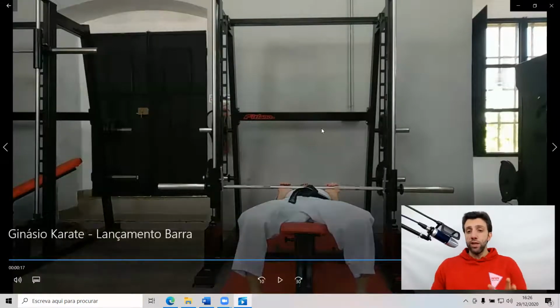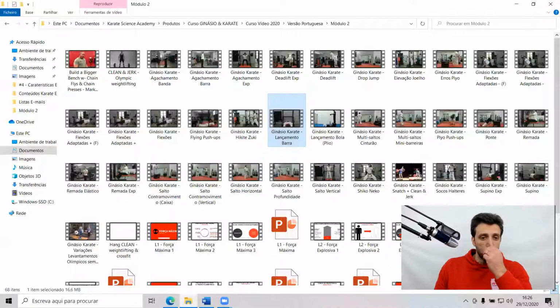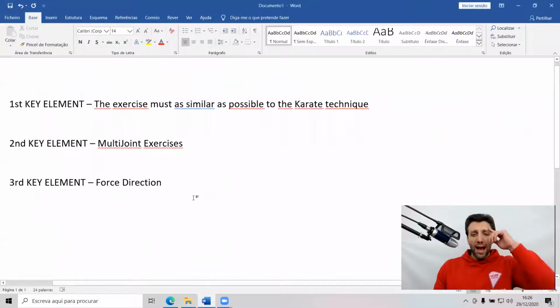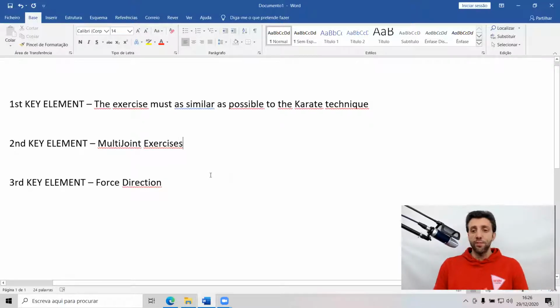Okay, I hope these were good examples and helped you to understand a little bit more here. Let's go back to the second key element, because I forgot one very important thing.